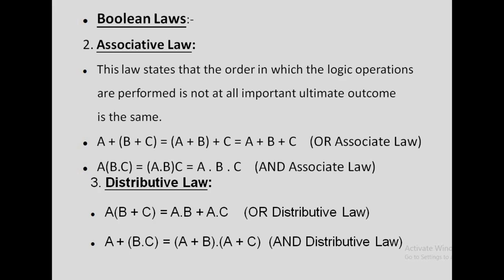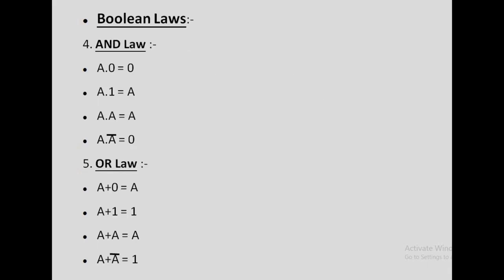Next is distributive law. In this, once again, two laws are there, OR and AND. Next is AND law. So there are four equations in AND law. A dot 0 is equal to 0. A dot 1, that means A into 1, is equal to A. A into A is equal to A. A into A bar is equal to 0.